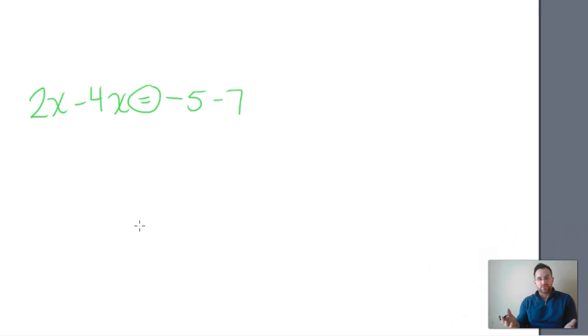So we kept it balanced the whole time. If we took something away here, we took the same amount away here. If we added something here, we added the same amount over here, right? So that equal sign says it's still balanced.